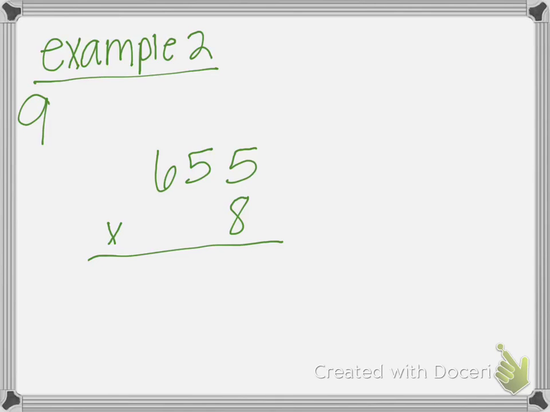So I can do 8 times 5. 8 times 5 is 40. Drop the 0, carry the 4. Then I have 8 times 5 again, and that would give me 40, plus 4 is 44. And then I have 8 times 6. 8 times 6 gives me 48, plus 4 is 52. And now I am done with that top row.